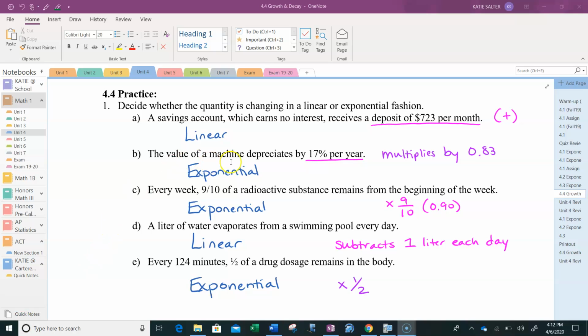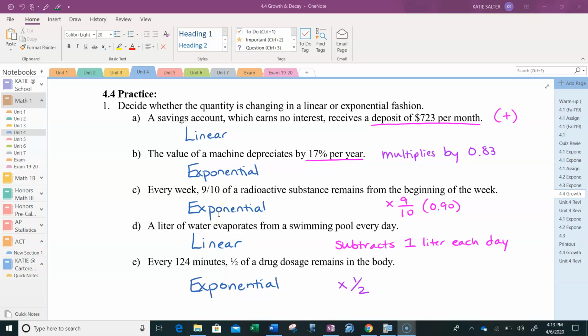All right, so folks, the first one would have been linear because it is just a deposit of $723 per month and there is no interest earned. The next one's exponential because it depreciates. Remember, depreciates means to decrease in value by 17% per year. As soon as that percentage came in there, that made that exponential. Folks, remember, if you had to actually write a problem about this, the multiplier would end up being 0.83. You would have to say 100% minus 17%, which is 83%, and then change it to a decimal.